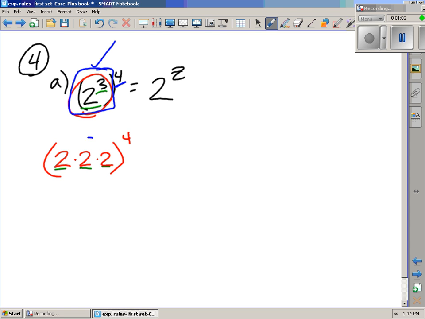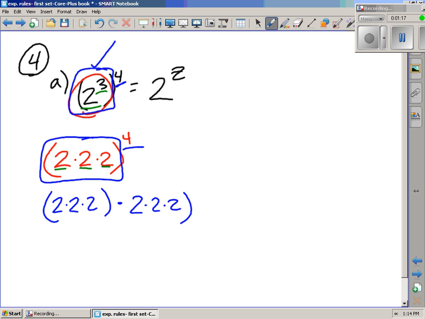So that means that this piece, this base, needs to be written out 4 times with a multiplication sign in between. So we have 2 times 2 times 2. That's multiplied by 2 times 2 times 2. We write it again, and we write it one more time. So 4 times we wrote it out.